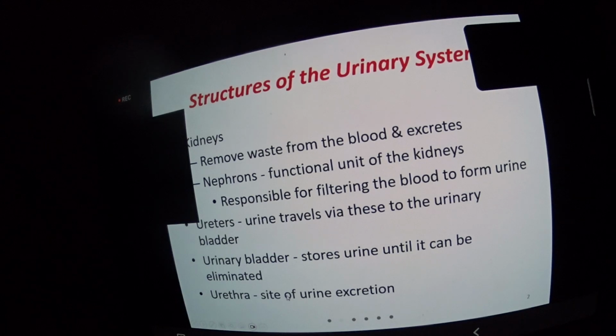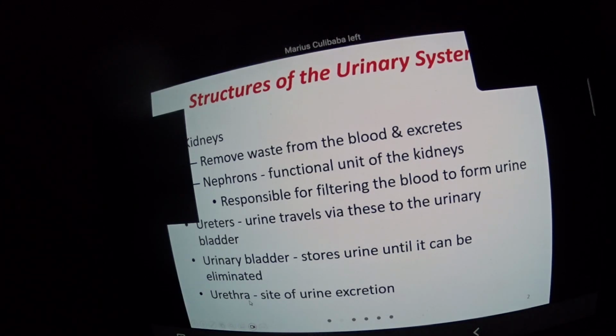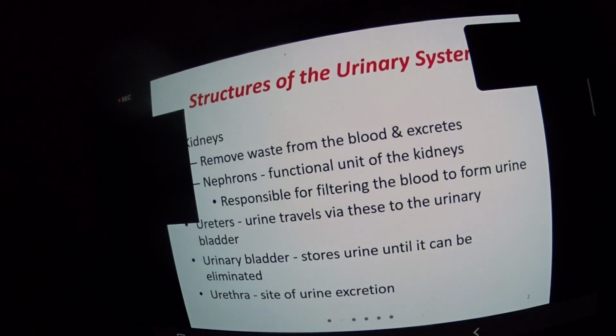Now, the difference here between males and females is the length of the urethra. In females, the urethra is much, much shorter, whereas in males, it is much longer. For males, this is the same urethra shared both for excreting urine and as the site for release of semen. So they share that for the reproductive system. These are the things I want you to know.